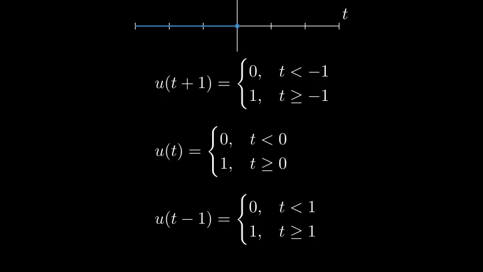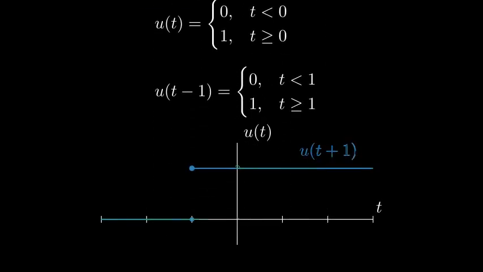Next, we have u of t, which is our standard unit step function. Finally, we have u of t minus 1. This is the unit step function, shifted 1 unit to the right. So u of t minus 1 equals 0 for t less than 1, and 1 for t greater than or equal to 1. Let's visualize all three step functions on the same graph to better understand their relationship.